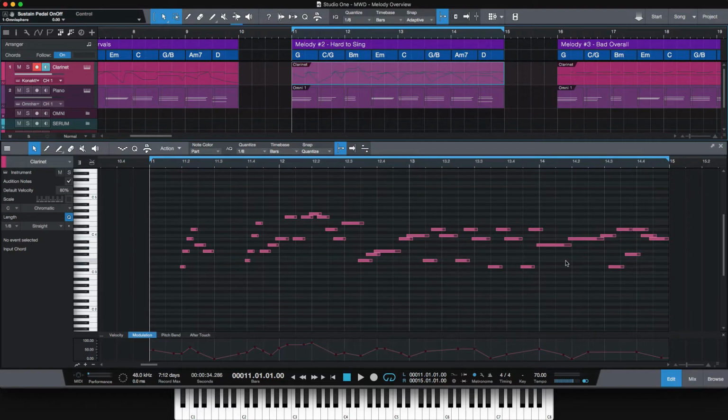That doesn't mean it's a bad melody, but it's an example of a melody that's hard to sing. Instruments could play this, and it could be very pretty to listen to, and maybe that's what you want for a certain song. But it's a consideration to keep in mind.